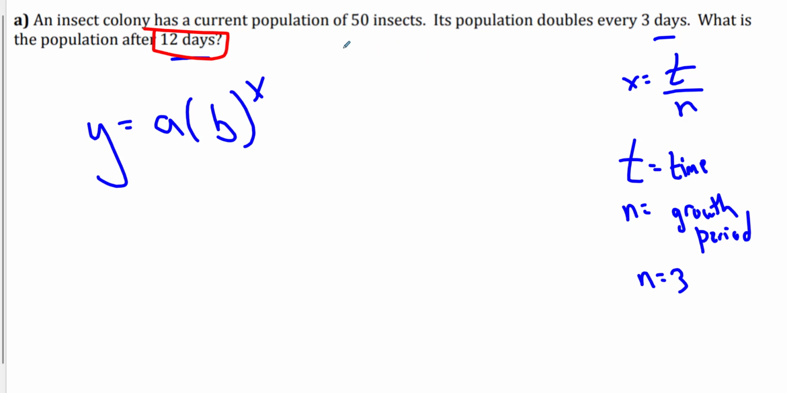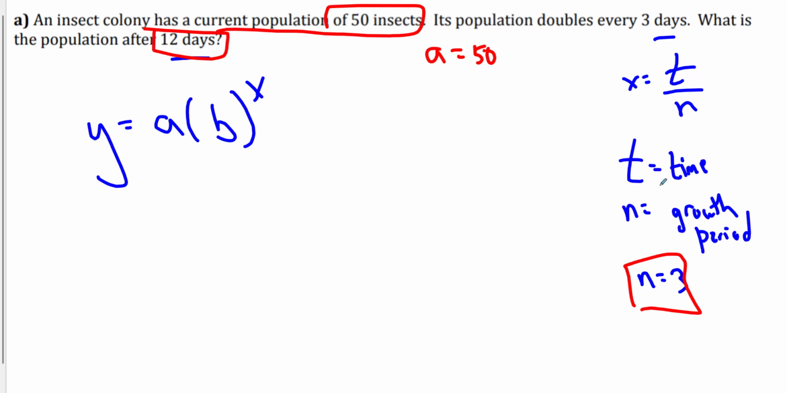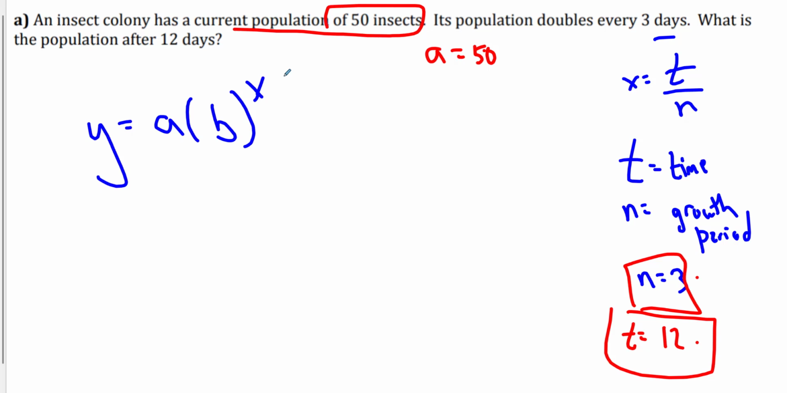What is my a value? Initial population. My a value is 50. So a value is 50, n value is 3. Total time in this case is 12 days. And another key important thing is that your n and your t have to be the exact same unit. Sometimes the question will say you're doubling every 3 days, but the time is given in like 2 months or something. So you have to convert both of them into days or both of them into months. It doesn't really matter which one.